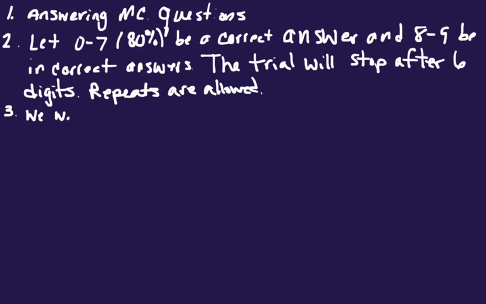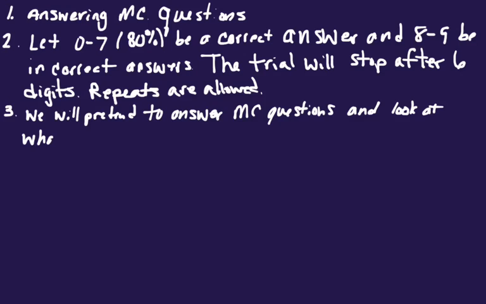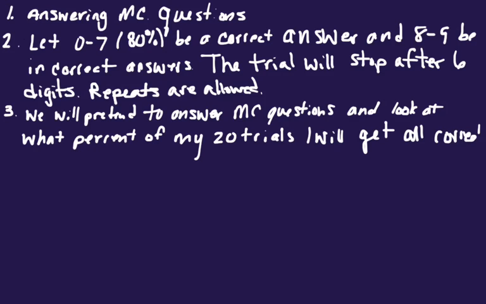Part 3. We want to generalize what we're doing here. We're going to be pretending to answer multiple choice questions, and we're going to look at what percent of my 20 trials I got all 6 questions correct. That's really what we're doing here. Remember, part 3 was just a short summary of what we're really going to be doing, to make sense of our simulation.